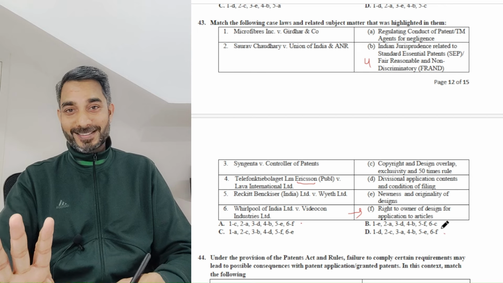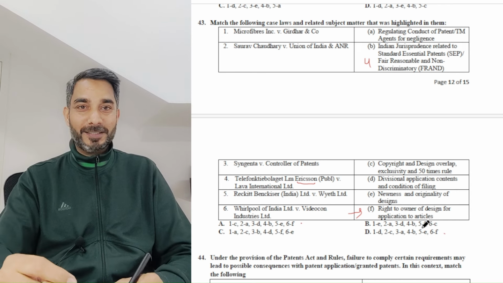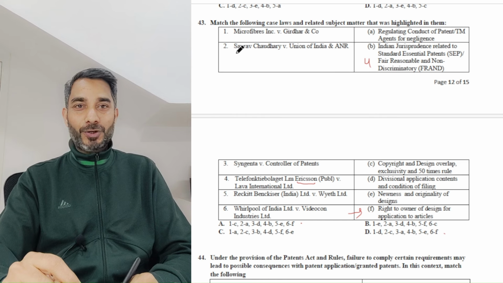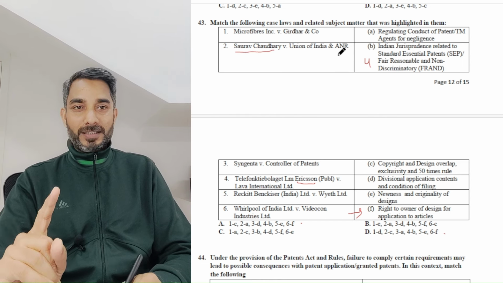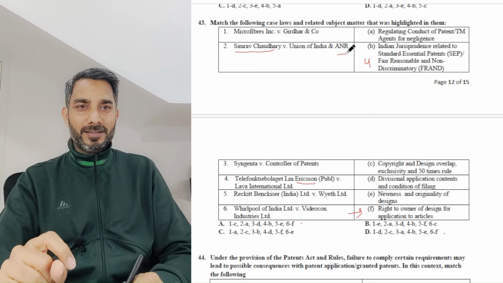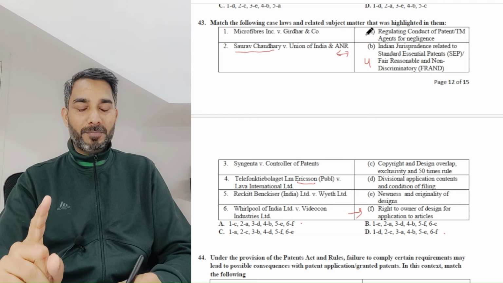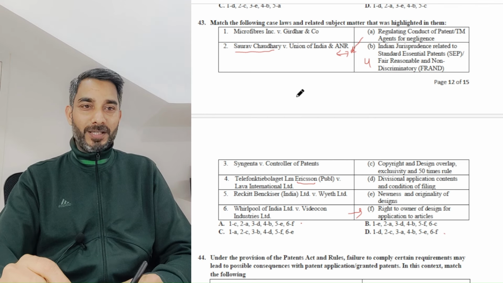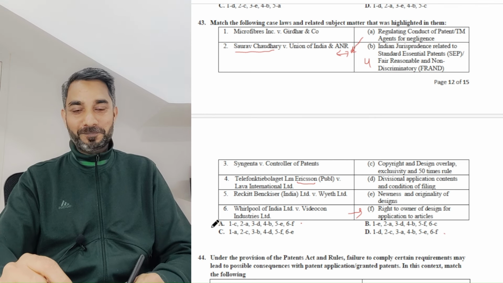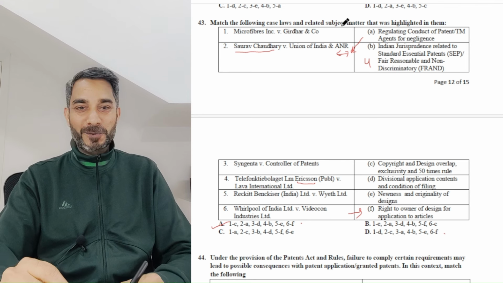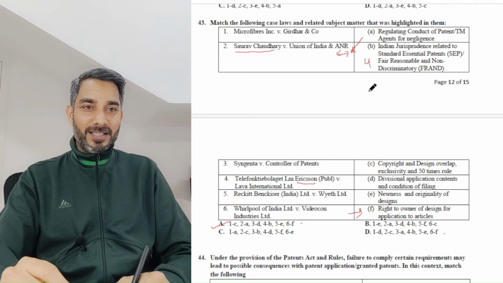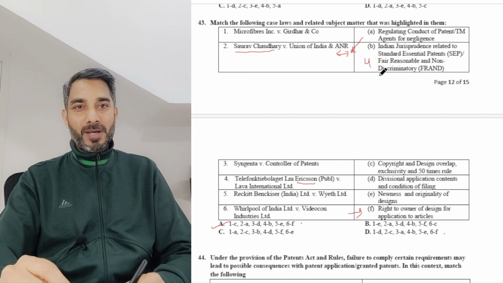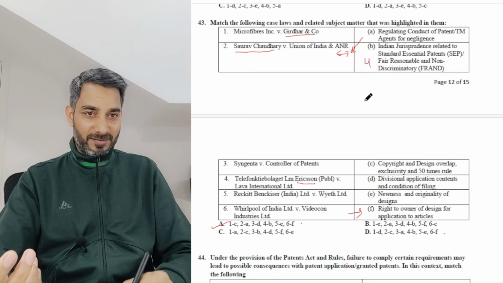I'm sorry for doing this deduction method, but another I know is Saurav Chaudhary versus Union of India. The deadline was missed or something happened because of the agent's misconduct. So this one is matched to A. Do we get lucky? We got lucky. I'm sorry, I couldn't add much value to it. So 1 is to C, copyright and design overlap exclusive. So Microfibres versus Breather is okay.